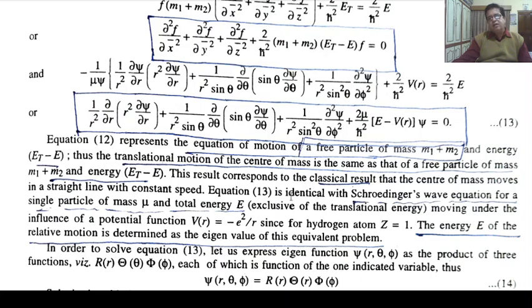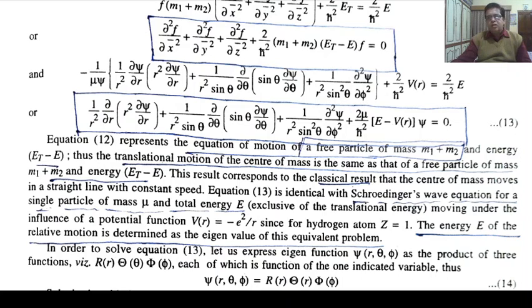Equation 13 is identical with the Schrodinger equation for a single particle of mass mu and total energy E, exclusive of the translational energy, moving under the influence of a potential function V(r) equal to minus Ze square upon r, since for the hydrogen atom Z equals 1. The energy E of the relative motion is determined as the eigenvalue of this equivalent problem.